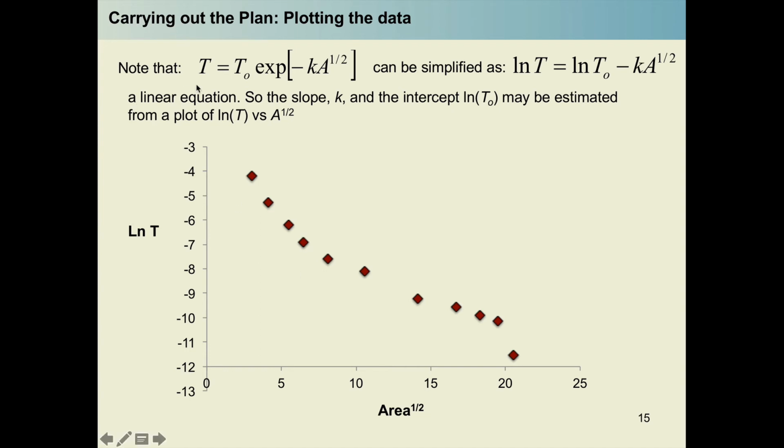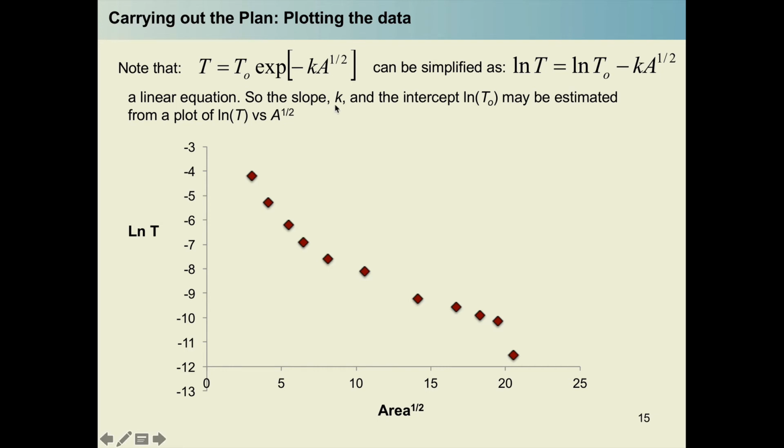Note that the equation T equals T naught e to the minus k a to the 1/2 can be simplified as the natural log of t equals the natural log of t naught minus k times the square root of area. So you've just taken the natural log of everything right across the board on that exponential equation, and you've converted it into something you can plot that can be fit with a line. So this is now a linear equation.